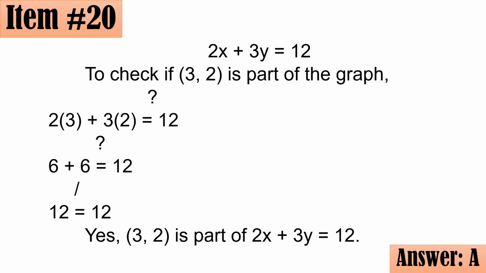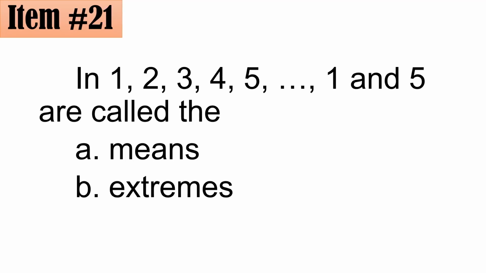Galing. 21. In 1, 2, 3, 4, 5, and so on, 1 and 5 are called blank. Is it A, means, or B, extremes?